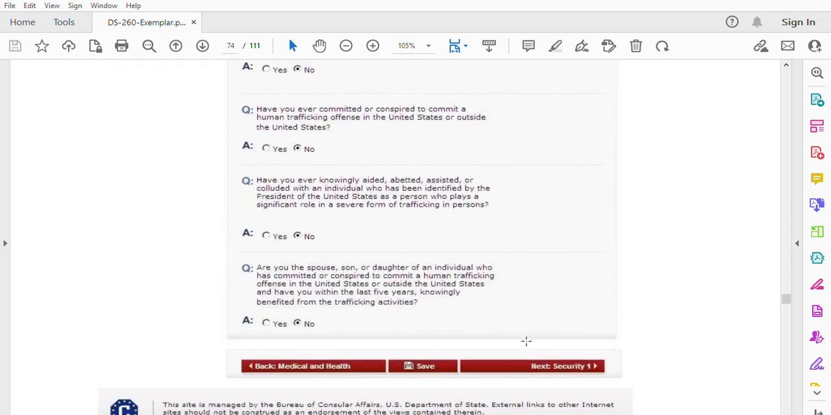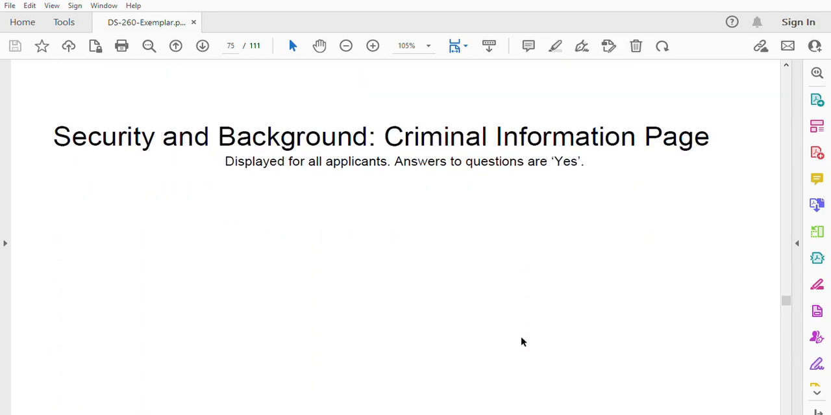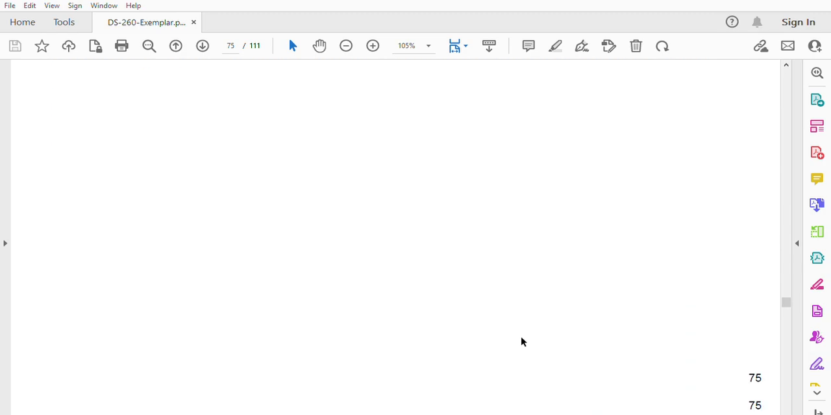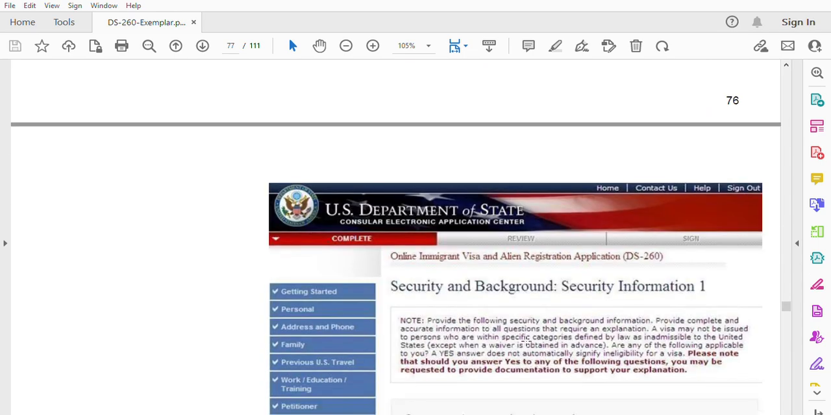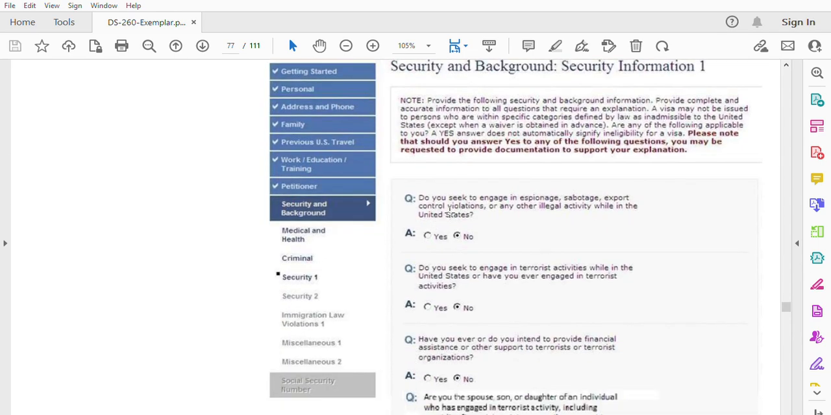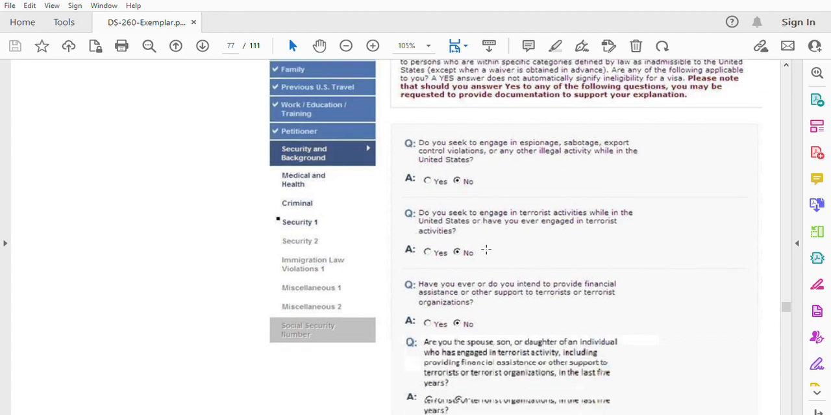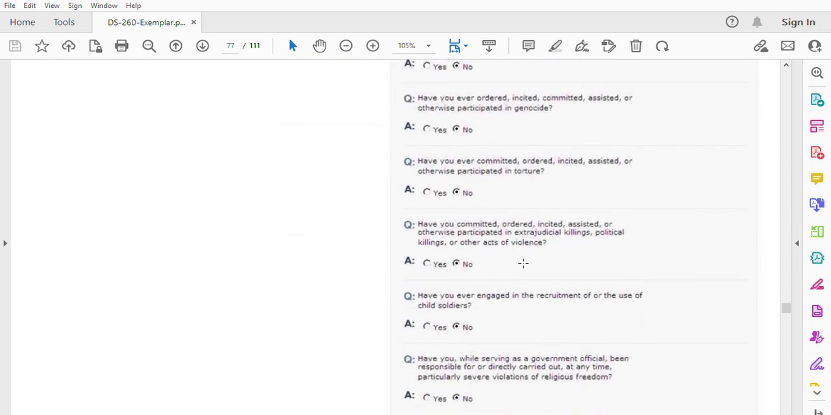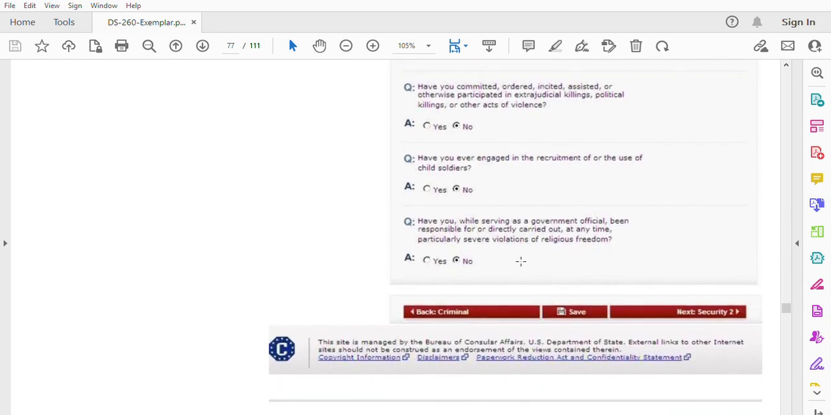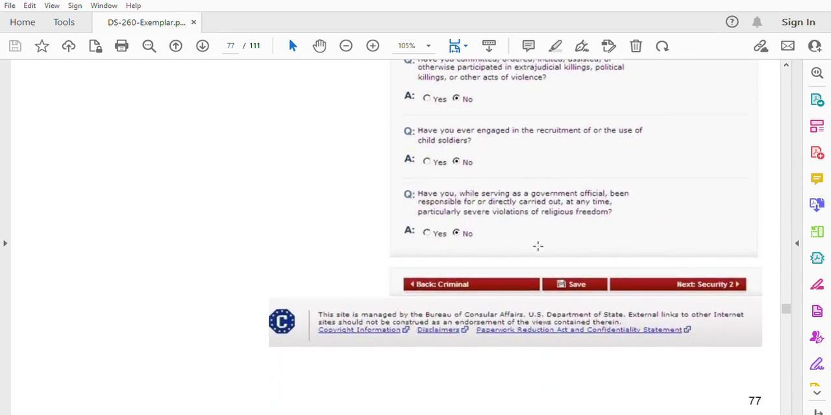Yes or no. You're gonna go to security. We're still talking about the security questions right here. Did you engage in espionage, sabotage, export control violation, or any other illegal activity while in the United States? You can answer this question yes or no, and check the one that applies to you. Most of them is no, but it depends on your case. I'm not gonna assume that they are not for you.